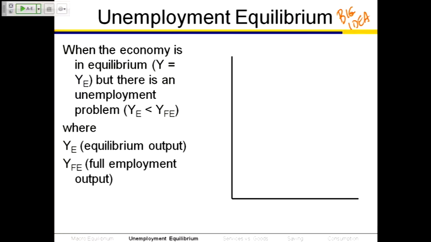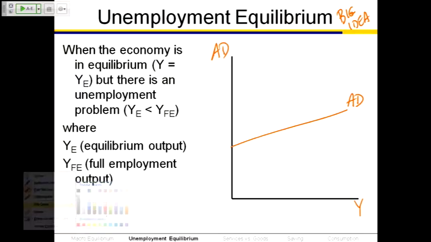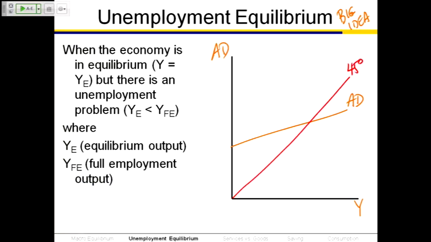So for instance, let's draw a pretty little graph. Aggregate demand on the vertical, Y on the horizontal. Throw some aggregate demand line on there, label it AD. And then to find equilibrium, we're going to put our 45-degree line up here. That's a line where every point on that line is a possible equilibrium. The actual macro equilibrium is the point where the aggregate demand line crosses the 45-degree line. That's what we're calling YE for equilibrium amount of output.